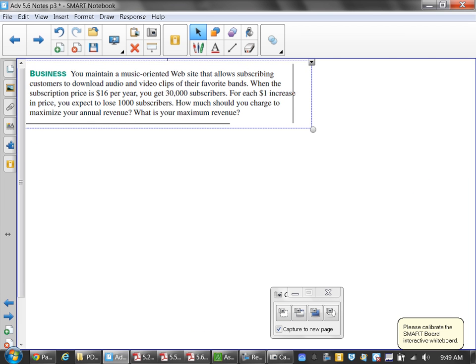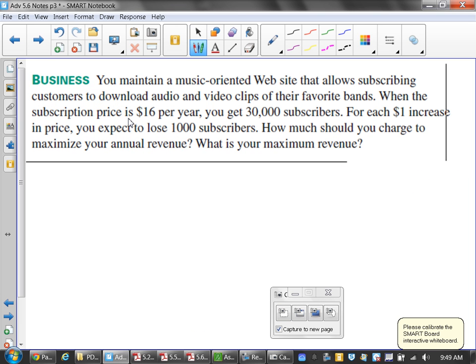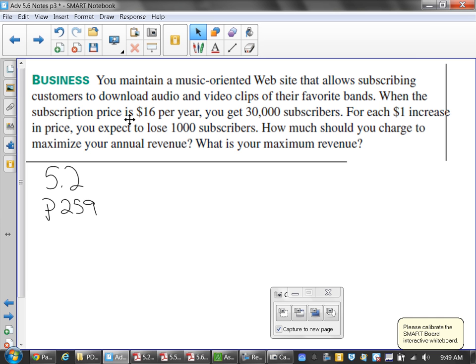This is right out of your book in section 5-2 on page 259. And I'm going to walk you through how they set it up and what exactly it means. You have a music-oriented website that allows subscribing customers to download audio and video clips of their favorite bands. When the subscription price is $16 a year, you get 30,000 subscribers. For each $1 increase in price, you expect to lose 1,000 subscribers. How much did you charge to maximize your revenue? What is your maximum revenue?